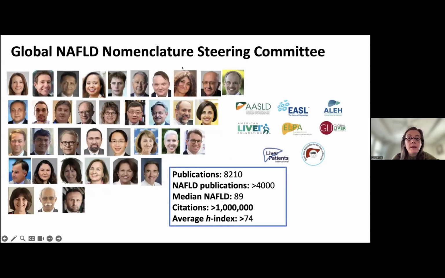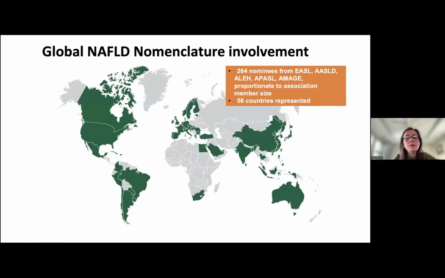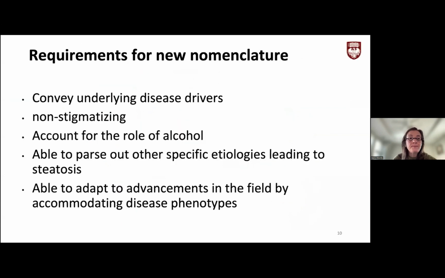So this is our steering committee. It was a very expert committee representing people from all over the world with high levels of expertise, including some patients, and of course, endocrinology and some pediatricians as well. This was, as I said, fairly robust in the sense that it covered many countries. 56 countries were represented. We ended with 264 nominees from the largest pan-national societies, and we did this proportionate to the association member size.